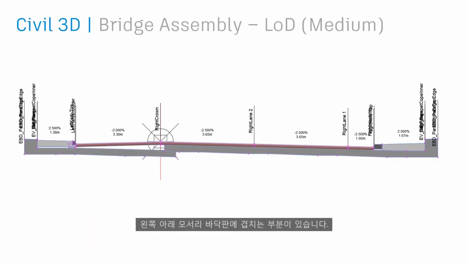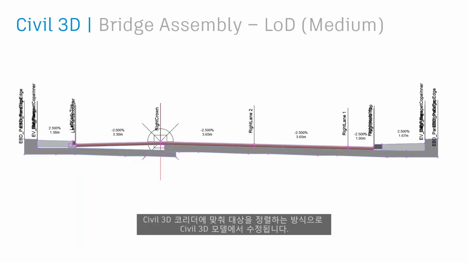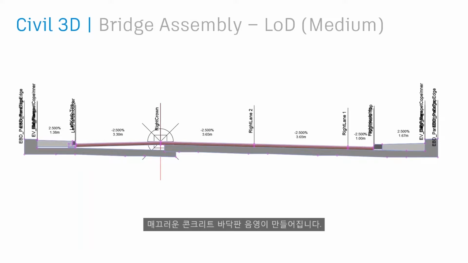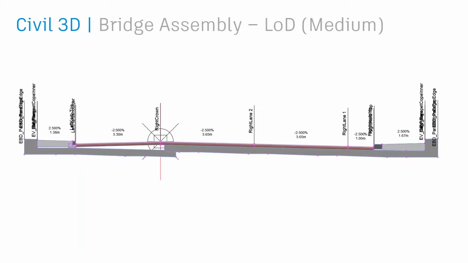Note the overlap on the deck down here in the bottom left corner. This may look a bit odd, but this is actually just part of Civil 3D. This is fixed in the Civil 3D model by assigning targets to the Civil 3D corridor, and this will create a seamless concrete deck shape.